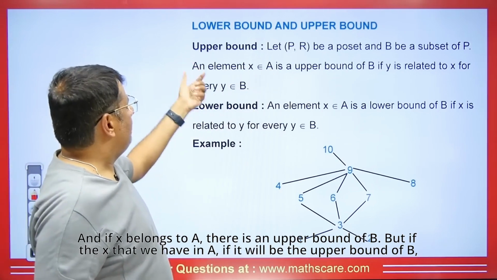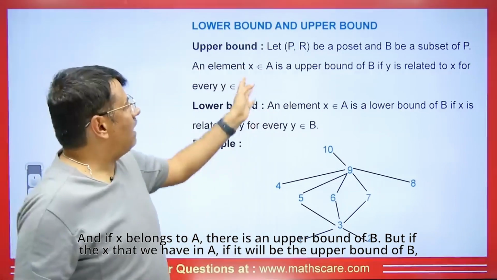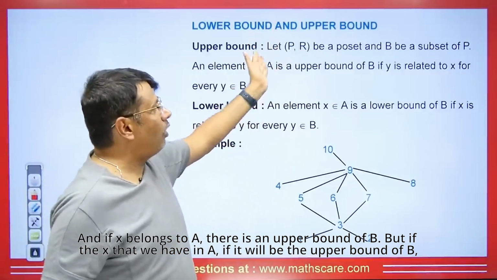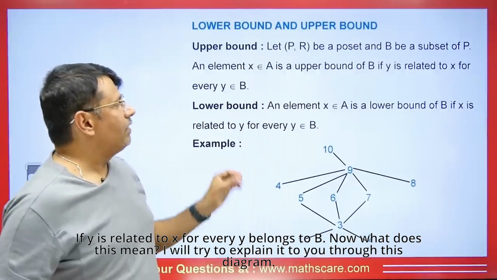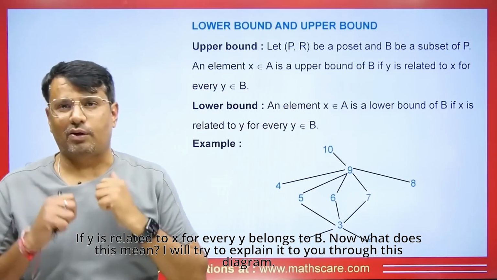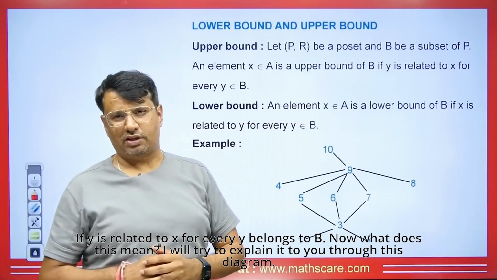B is a subset of P, meaning whatever POSET we have, B is some subset of it. If X belongs to A, it is an upper bound of B if Y is related to X for every Y that belongs to B. Now, what does this mean? I will try to explain it to you through this diagram.